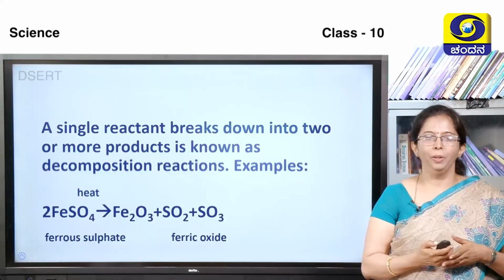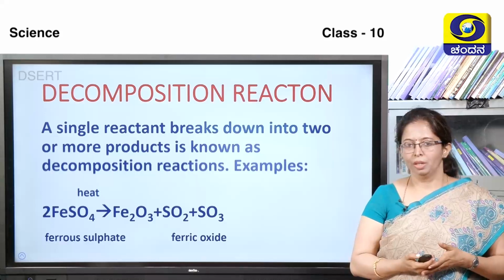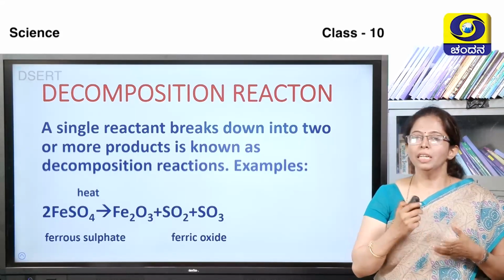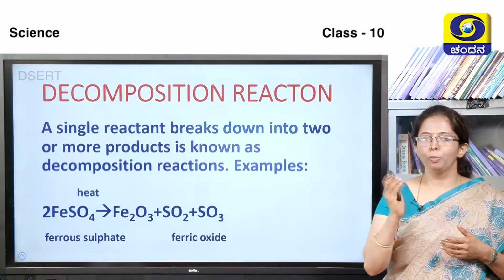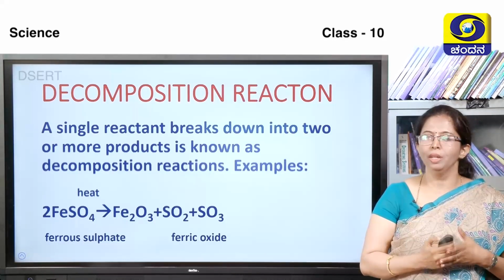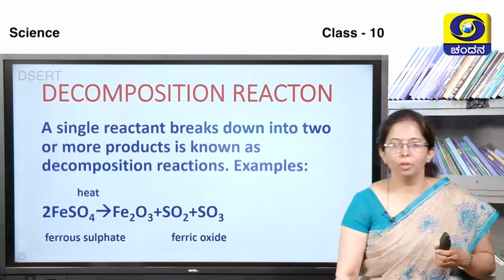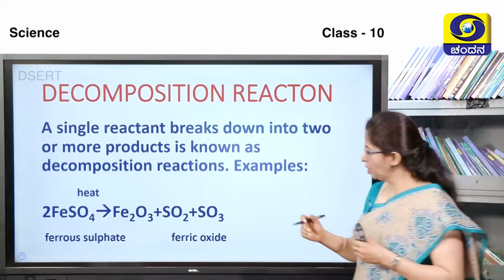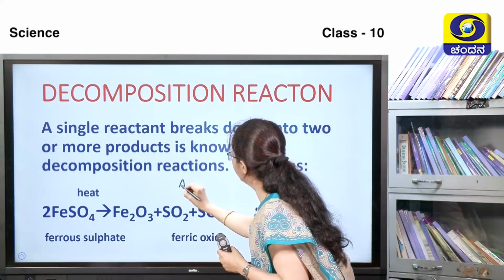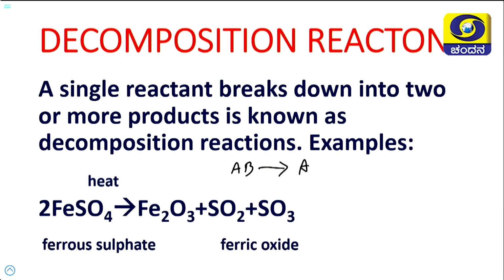Moving on to the next slide, decomposition reactions. What are decomposition reactions? A single reactant breaking down into two or more products is known as a decomposition reaction. If I do an alphabetical pictorial depiction of this reaction, I can write something like this: a single reactant AB breaks down into A plus B or even more. Such types of reactions are known as decomposition reactions.